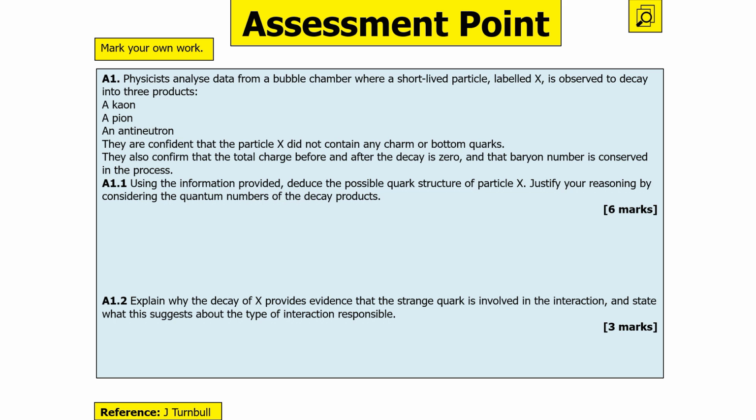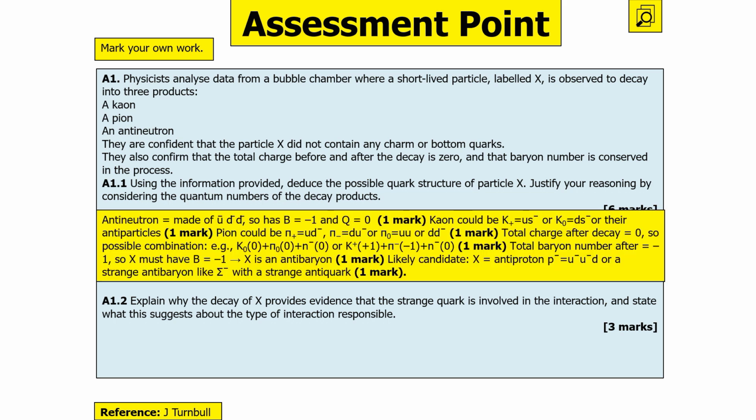So in this first one, we know that the antineutron is going to be anti-up, anti-down, anti-down. So it has a baryon number of -1 and a charge of 0. Now our kaon could either be K plus or K0, or their antiparticles. The pion could either be a pi plus, a pi minus, or a pi 0, and it gives that particular quark structure. Now we know the total charge after the decay must be 0 because beforehand it was also 0, so it must add up to 0. So there must be a combination that gives us a 0 charge. So it could be K0 plus pi 0 plus the antineutron, or it could be K plus, pi minus plus the antineutron.